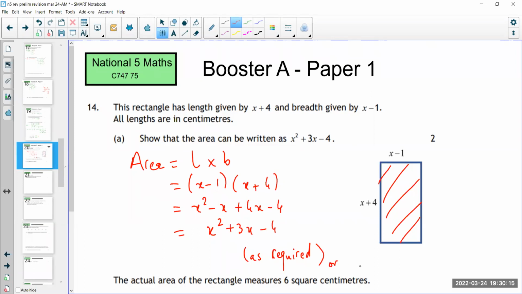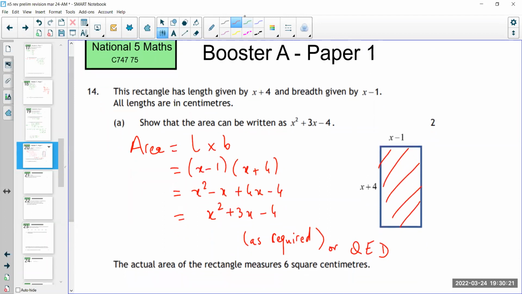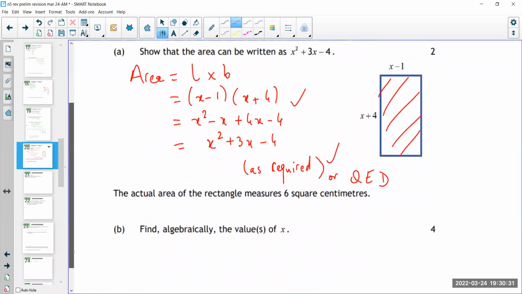Or QED, same thing. So that would be 2 marks there. First mark to show that you can say that, and then the second one to prove that you get that. Now they've told us this is exactly equal to 6 square centimeters, this area. Find the value of x.